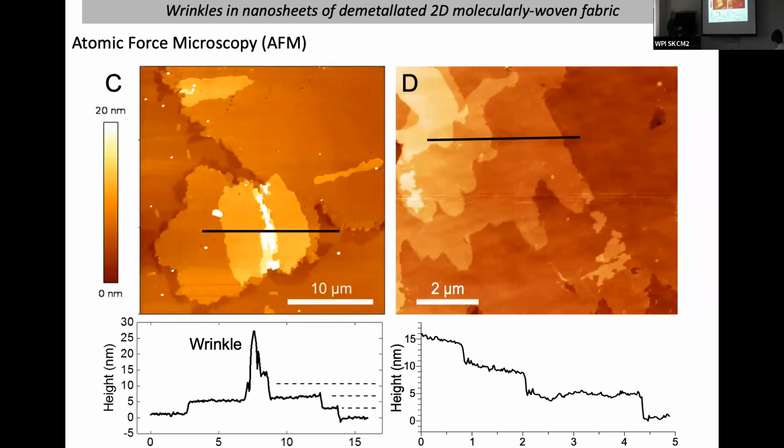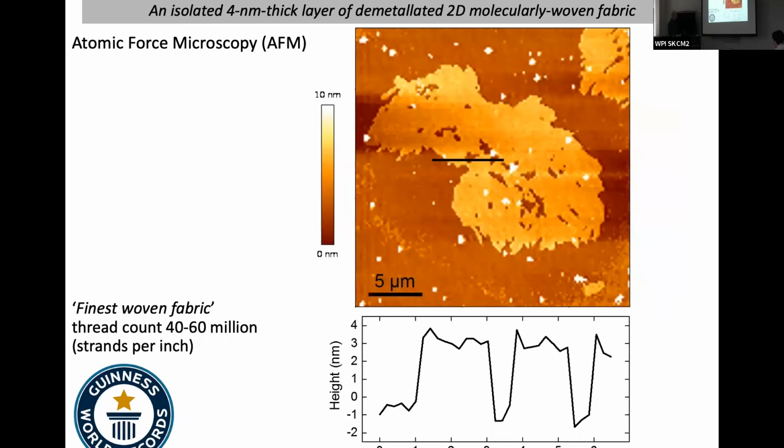You sometimes see these wrinkles, which is the same sort of thing that you see with graphene sheets, where they've sort of ridden up. And sometimes you just get an individual sheet on its own. This is just one molecular layer thick. And you can see there are some defects in it, but they're all, again, this 3 or 4 nanometers of height. So this is a single layer sheet of this woven polymeric fabric.